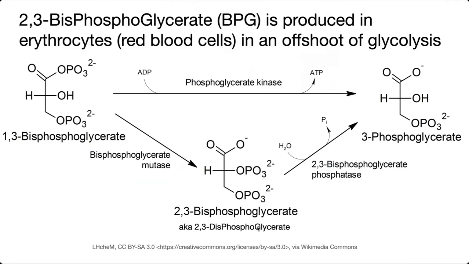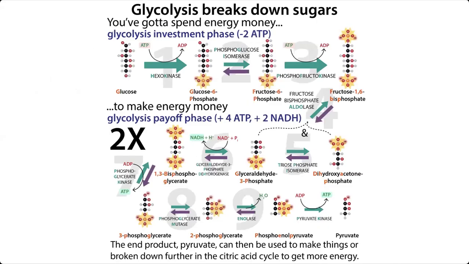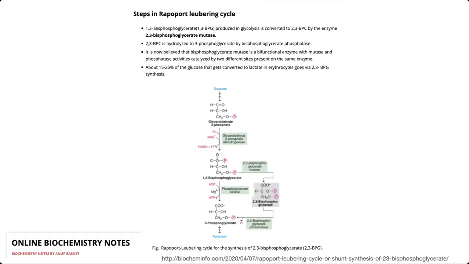And so in glycolysis, the breakdown of glucose, you have this step where phosphoglycerate kinase is going to take you from 1,3-bisphosphoglycerate to your 3-phosphoglycerate with the generation of an ATP. There's a side path, called the Rapoport-Luebering cycle.